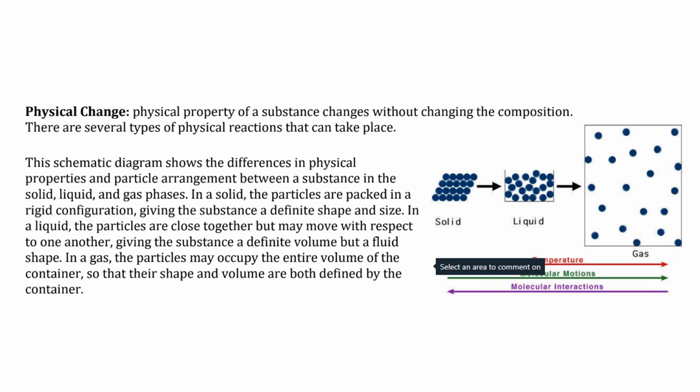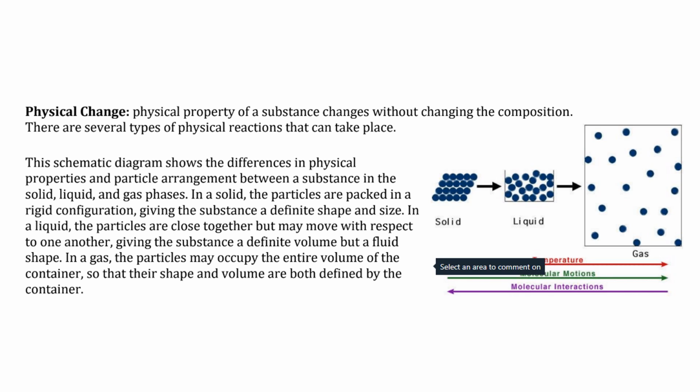Physical change: a physical property of a substance changes without changing the composition. There are several types. One obvious example is our phase changes. When you go from solid to liquid to gas, all you're doing is changing the amount of distance between each particle and how they interact with each other, but they're still the same particles, so it's not considered a chemical change, but a physical one.